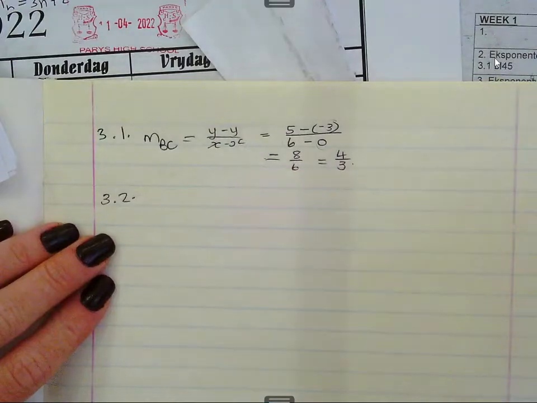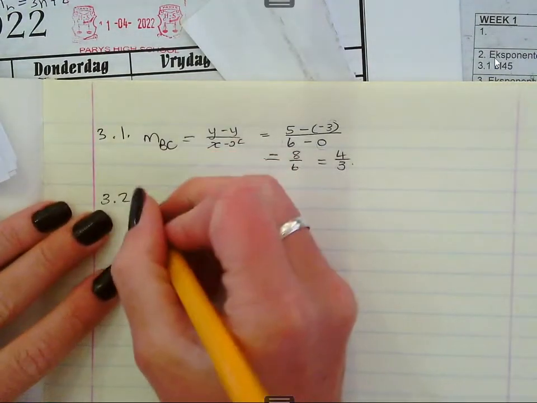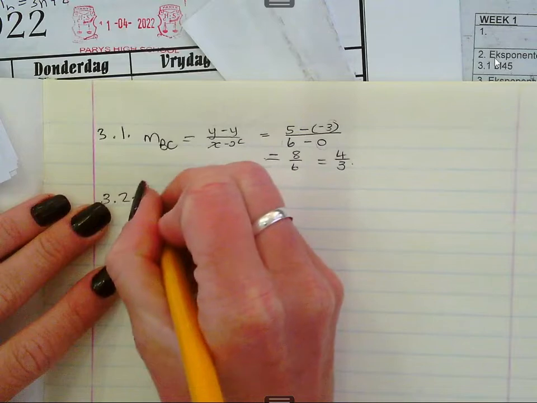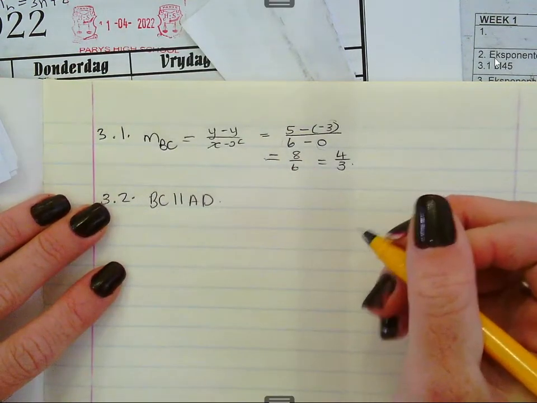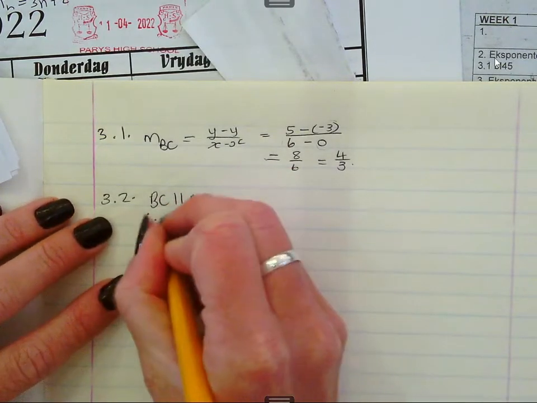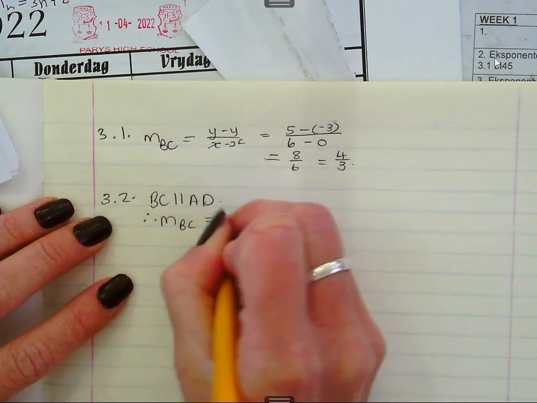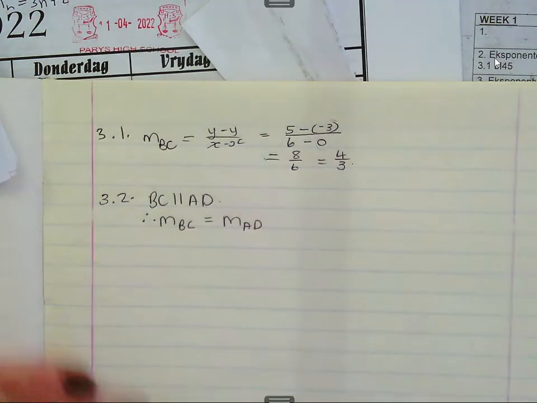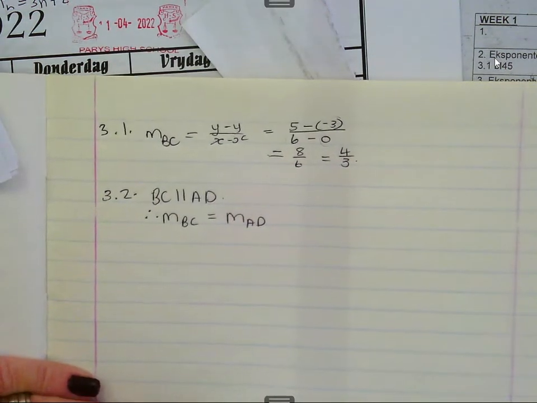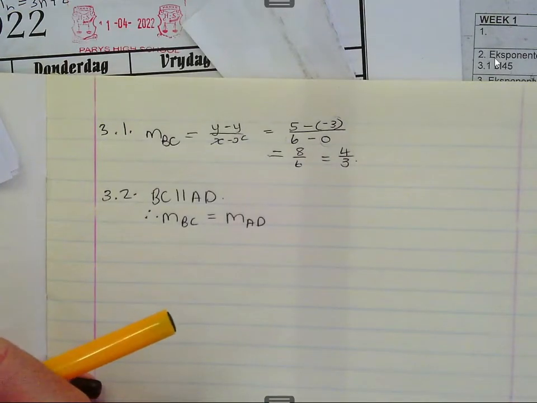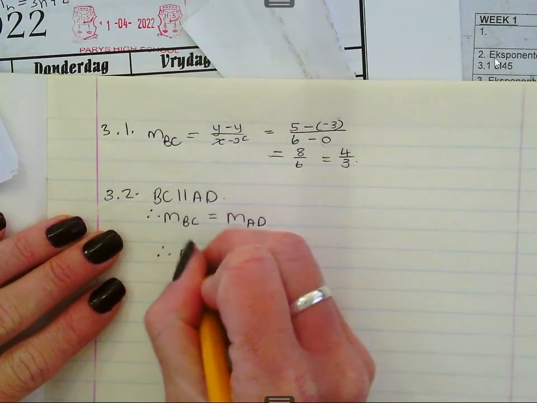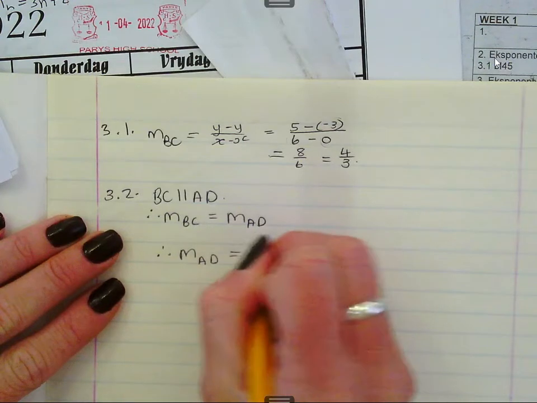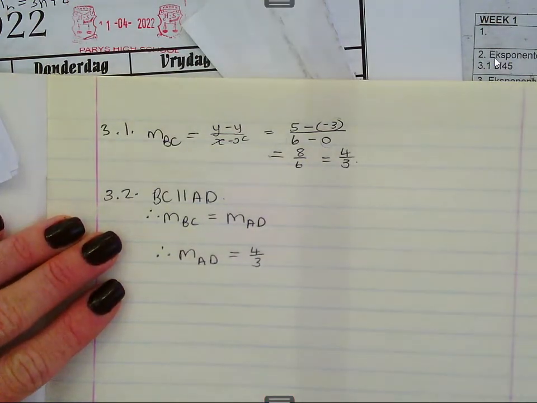So the way we would write it, if I do it very formally, I would say BC is parallel to AD. That was given, so there's no reason for that. So thus, the gradient of BC is equal to the gradient of AD. So I'm explaining why I'm doing what I'm doing in mathematical language, which is not that hard. So we say, thus, the gradient of AD is equal to 4 over 3.